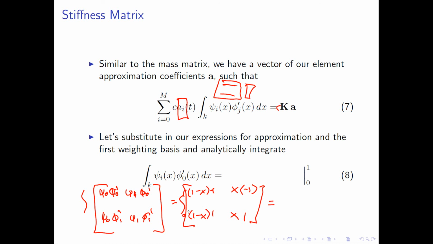Okay, so when we perform this integration on here, we can see that we would get minus a half and minus a half, thanks to this minus term here, and then a half and a half. So notice in this case this is not symmetric.